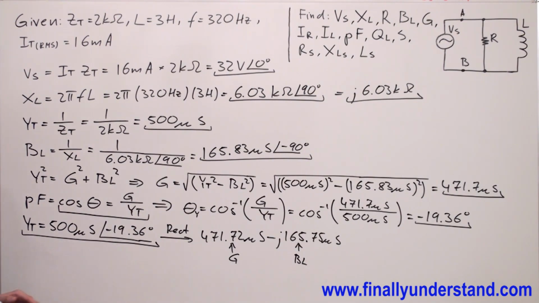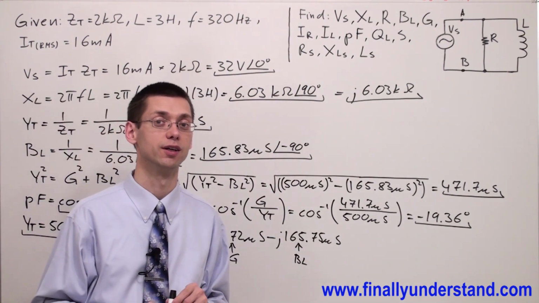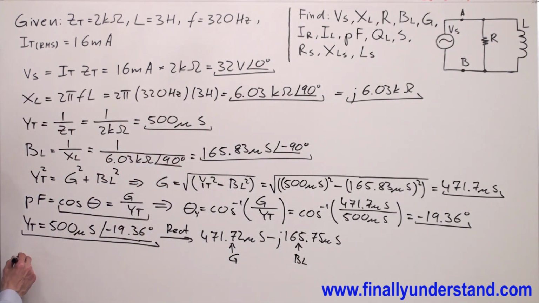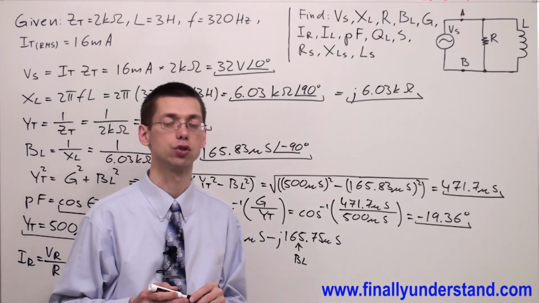Next, we're supposed to find the current which will go through the resistor. In order to do so, we're supposed to write Ohm's law. So I have IR is equal to the voltage across the resistance divided by the resistance. But someone is going to say the voltage across the resistor is not given.